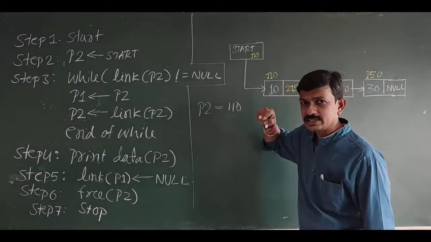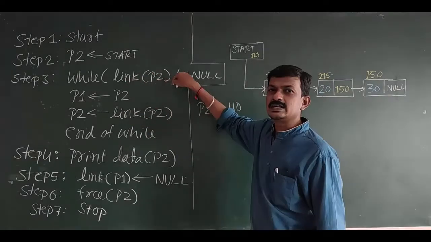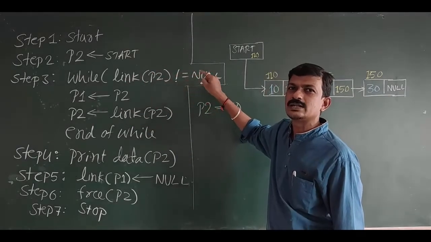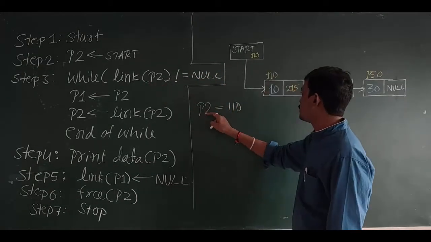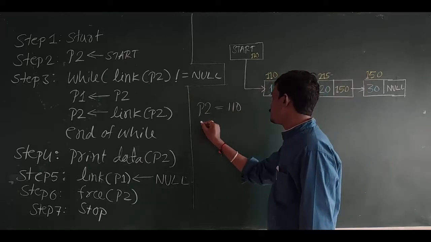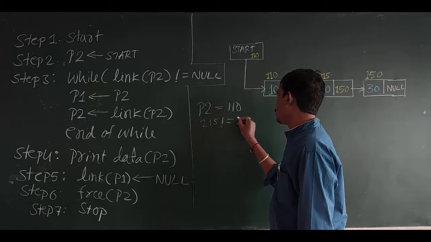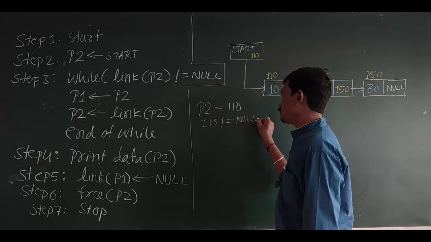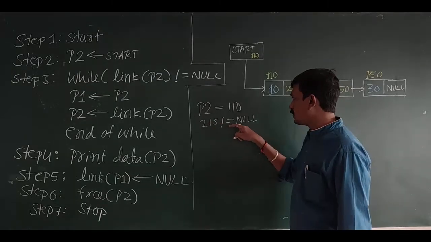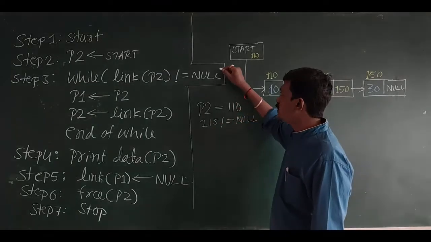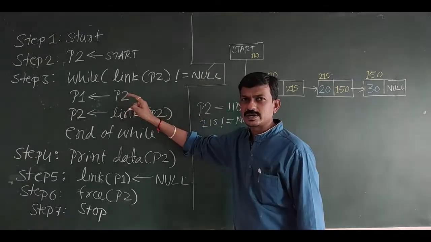Now, I need to check whether the link part of p2 is not equal to null. I need to check this condition. The link part of p2 is 215. Is 215 not equal to null? Yes, the condition is true, 215 is not equal to null. Once this condition becomes true, I need to execute these two different steps.